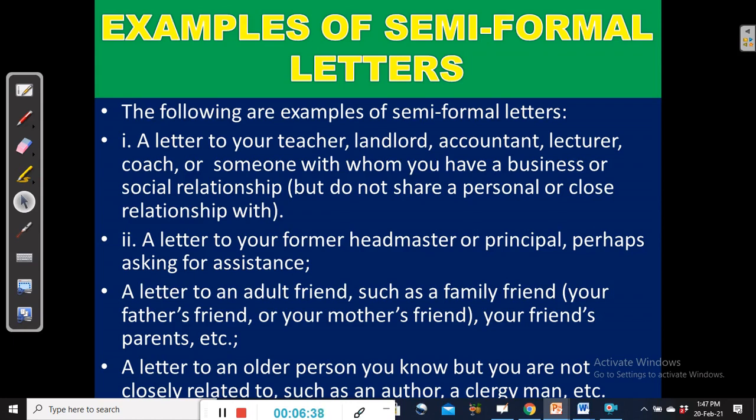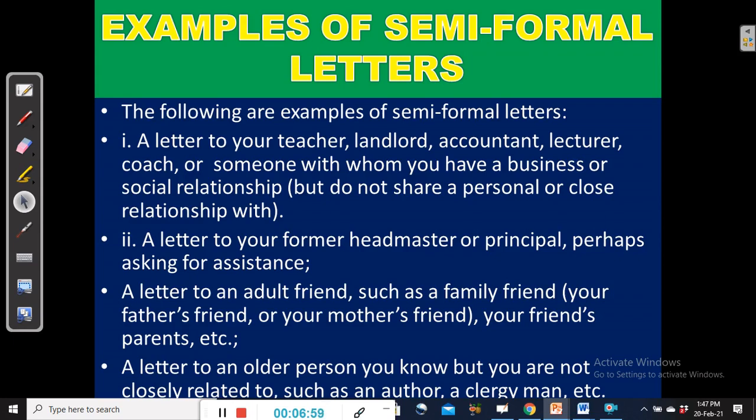That is a semi-formal letter, all right? So another example is a letter you write to any older person you know where you are not closely related to, such as an author or a clergyman. Somebody you respect, and therefore politeness is required.